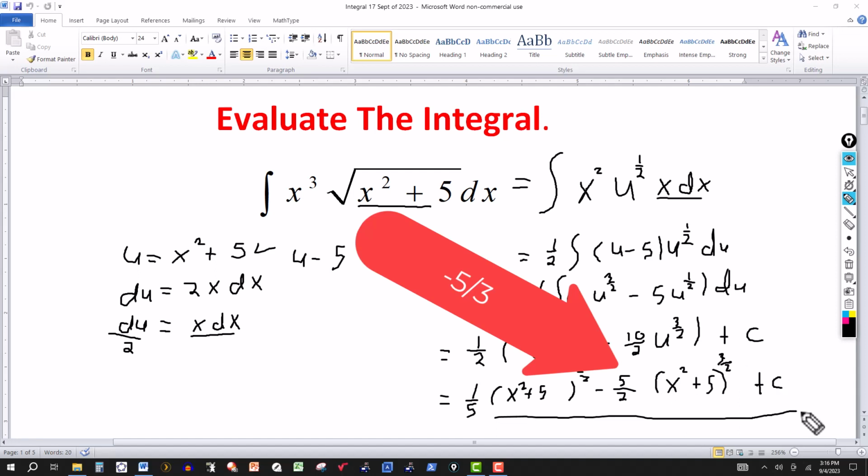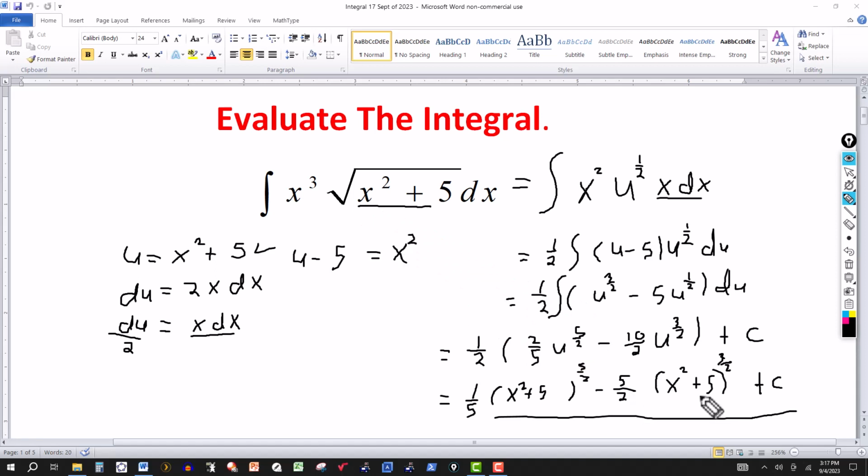So the final answer then is 1/5 times x squared plus 5 taken to the 5/2 power, minus 5/2 times x squared plus 5 taken to the 3/2 power, plus the constant of integration.